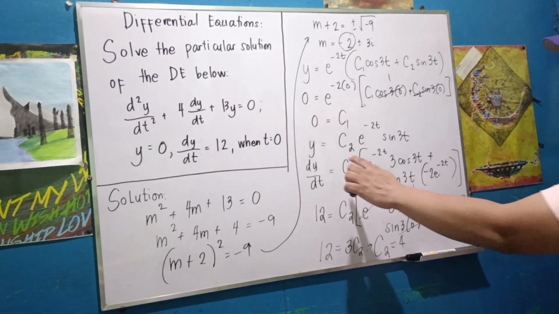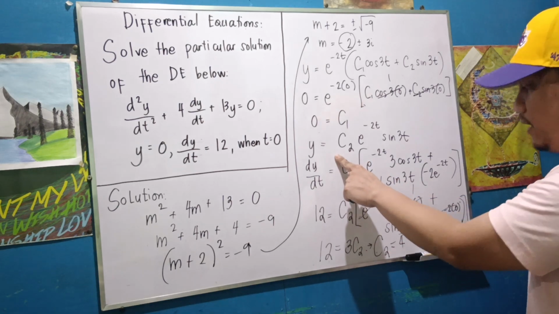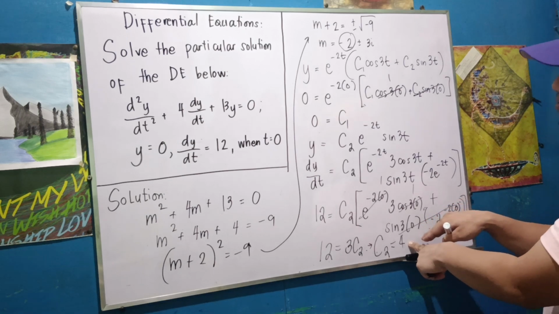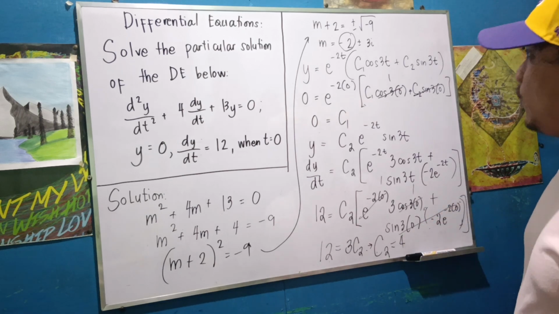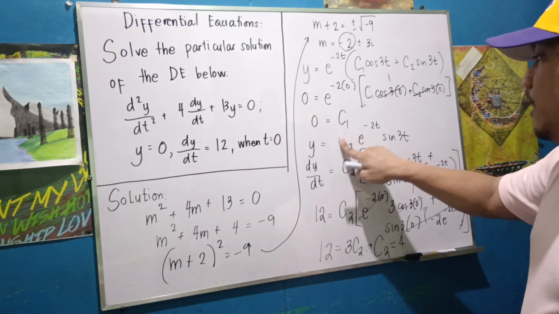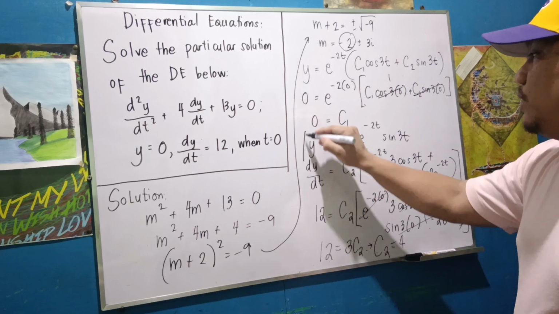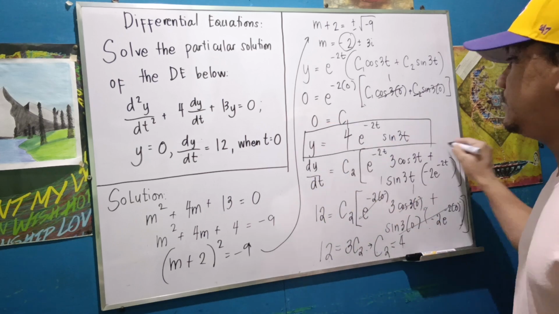That is 4. Ito yung general solution natin. We are looking for the particular solution. So replace the c2 with a value equal to 4. Therefore, the final answer will now become y equals 4e raised to negative 2t sine of 3t.